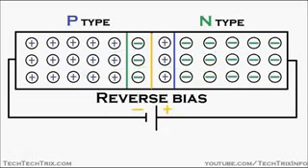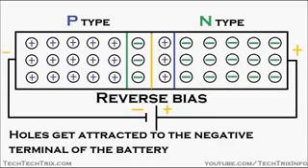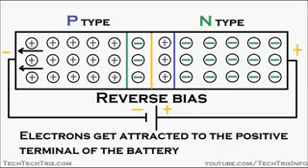Now let's see reverse bias. For reverse bias in a PN junction semiconductor, the negative terminal of the battery is connected to the P-type semiconductor, and the positive terminal of the battery is connected to the N-type semiconductor. So holes get attracted to the negative terminal of the battery, and the electrons get attracted towards the positive terminal of the battery, as per the animation.